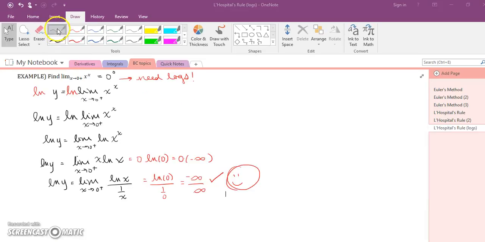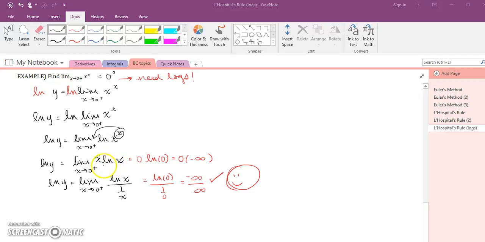Okay, so you should have tried this on your own. Check your first steps to make sure that you manipulated it correctly. I haven't done L'Hopital yet. I just used logs and rewrote it. First of all, I did the natural log of each side, brought the limit out front, and brought the exponent down front to get rid of that 0 to the 0.